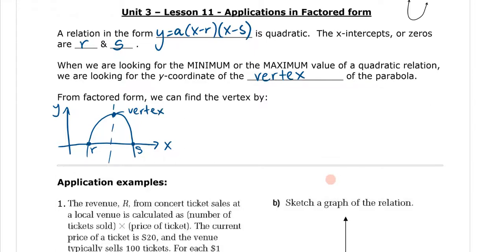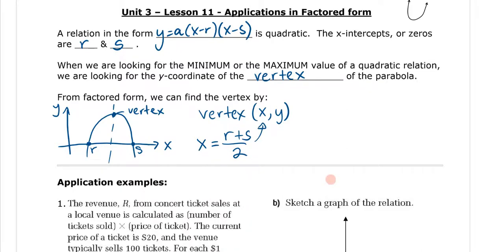Now the vertex has a coordinate. The vertex coordinate is, we'll just say x and y. And x can be found from the factored form. Remember, x is the average of your x-intercepts. The average of the x-intercepts gives you your axis of symmetry. It's the halfway point, the midpoint. So if I add r and s and divide by 2, that will give me my average. That will give me my x value.